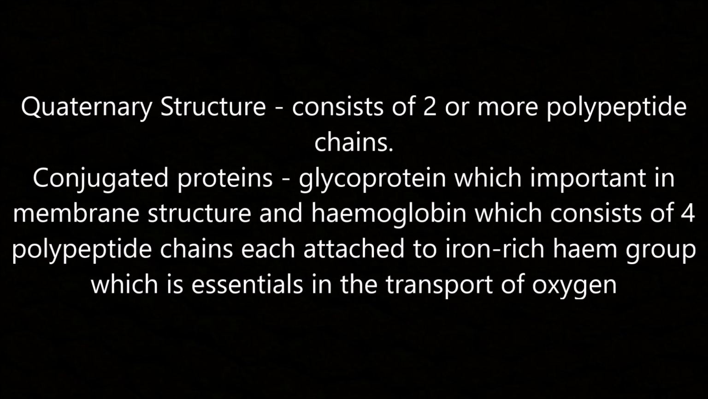The quaternary structure consists of two or more polypeptide chains, and conjugated proteins include glycoprotein, which is important in membrane structure, and hemoglobin, which consists of four polypeptide chains, each attached to an iron-rich heme group, which is essential in the transport of oxygen.